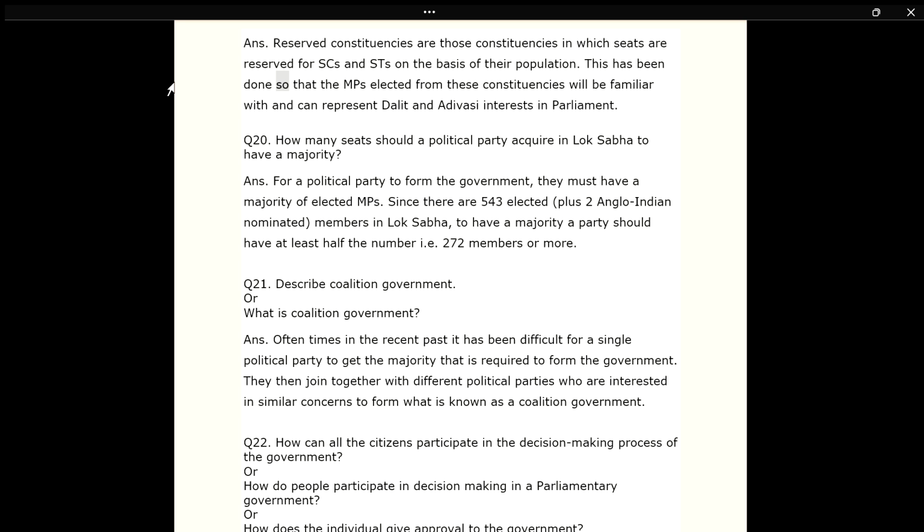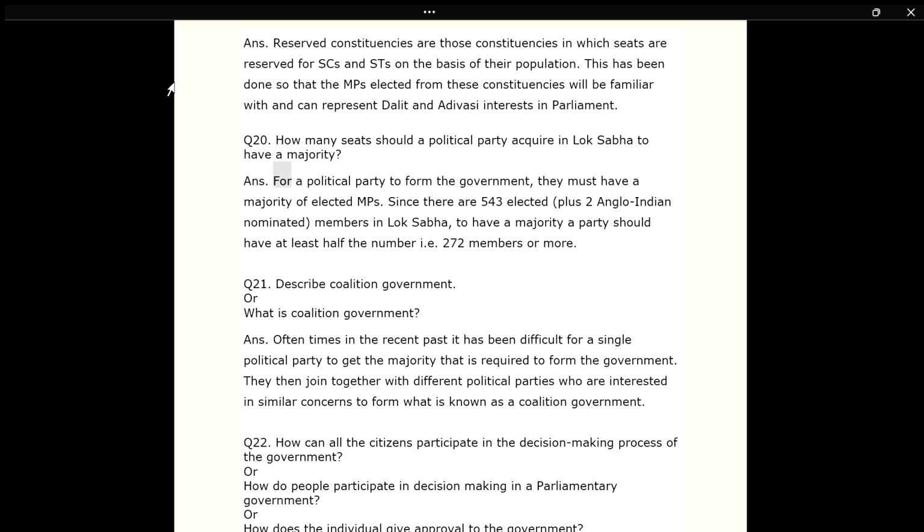This has been done so that the MPs elected from these constituencies will be familiar with and can represent Dalit and Adivasi interests in Parliament. Q20. How many seats should a political party acquire in Lok Sabha to have a majority?